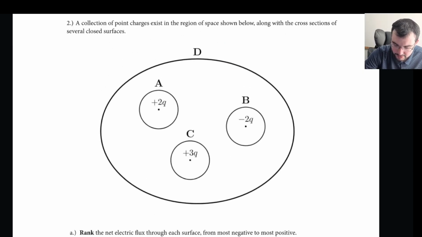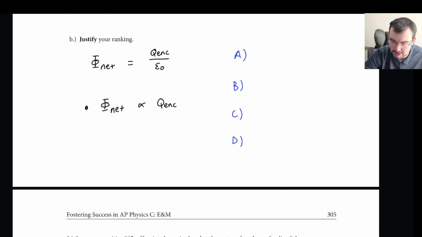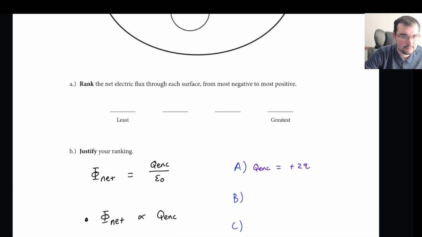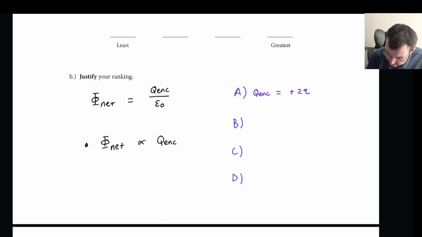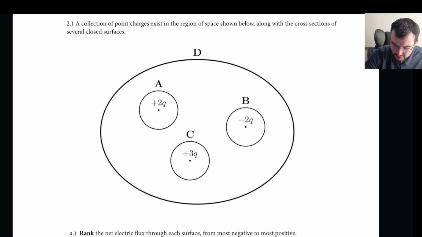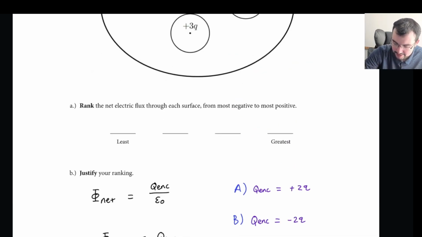So let's look. A is pretty simple. It is just enclosing a point charge of plus 2Q. So Q enclosed is equal to plus 2Q. So it's going to have positive flow out of the surface. Case B, well, that's a negative charge. The negative 2Q enclosed is going to be a negative flux flow into the surface. C encloses a 3Q. It's also going to be flow out of the surface.